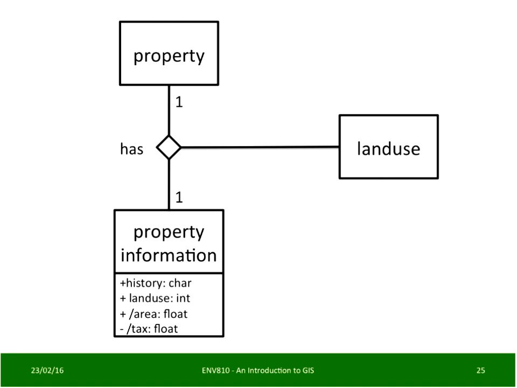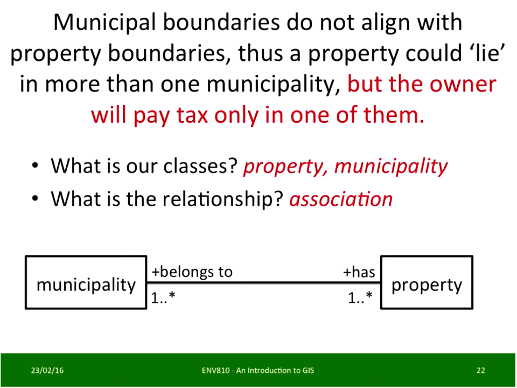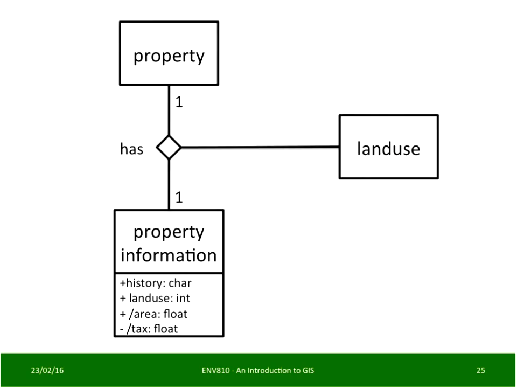Then we have two derived attributes. One is the area, because as soon as you have the geometry, you can get the area from that. The next one is the tax. We say that from the history, the land use, the area, all this information, we can get the tax. Okay, so I left one thing out here, I see now. That would be the previous statement we have, that the owner can only pay tax in one municipality. So how would you represent that?